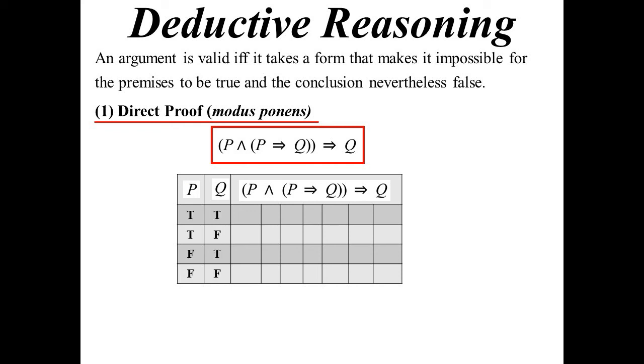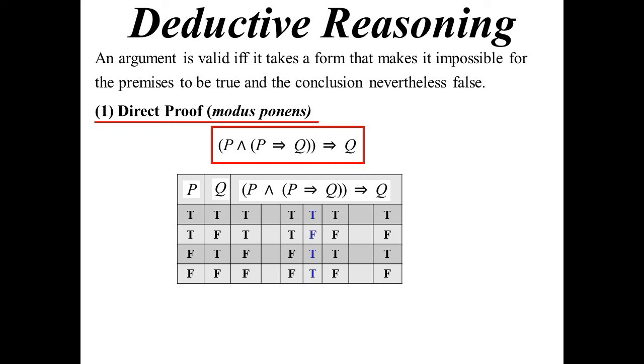So we have four possibilities: both P and Q are true, both are false, and so on. We'll fill in our truth table. We fill down the P's and fill down the Q's. We work from the inside out. So P implies Q. Which one was the only one that was false? P implies Q is false only when true implies false. So all the others are true.